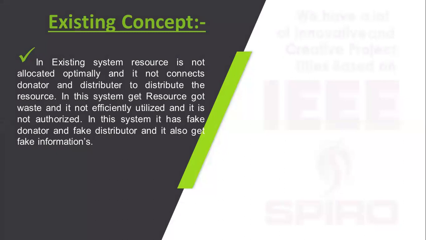In the existing system, resources are not allocated optimally, so it does not connect the donator and the distributor. A donator is someone who wants to give some resources, and the distributor handles them and distributes them to the people who need them in a disaster relief. So this is utilized in an optimal way. Some distributors are not genuine, and there is some fake information, so we can handle that in the existing system.